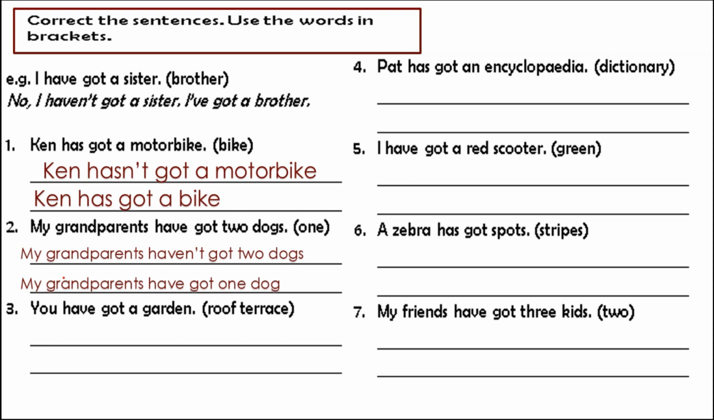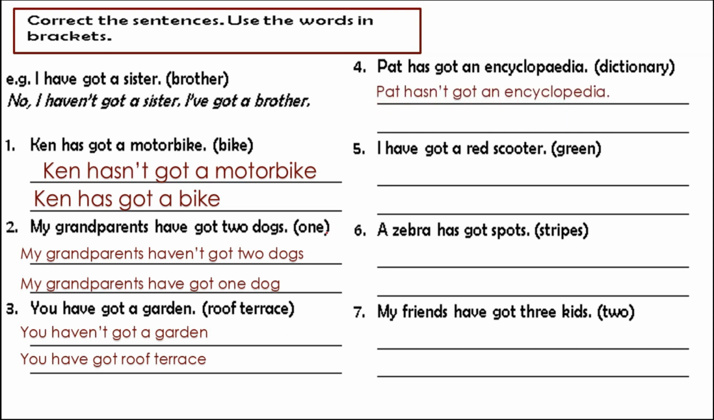You have got a garden. But here is a roof terrace. So you will change to you haven't got a garden. You have got a roof terrace. Another pair, have got, right? So that is correct, right?